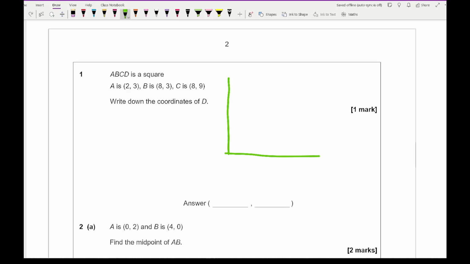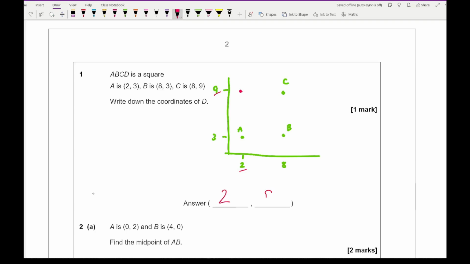So for example, if this point here is A, then that's going to be 2 and this is going to be 3. B is going to be (8, 3), so 8 is on this side to the right and 3 up, so that's B. C is (8, 9), so that's going to be along there and that's going to be 9, and that's C. So you would expect D to be here, and that coordinate there is (2, 9).